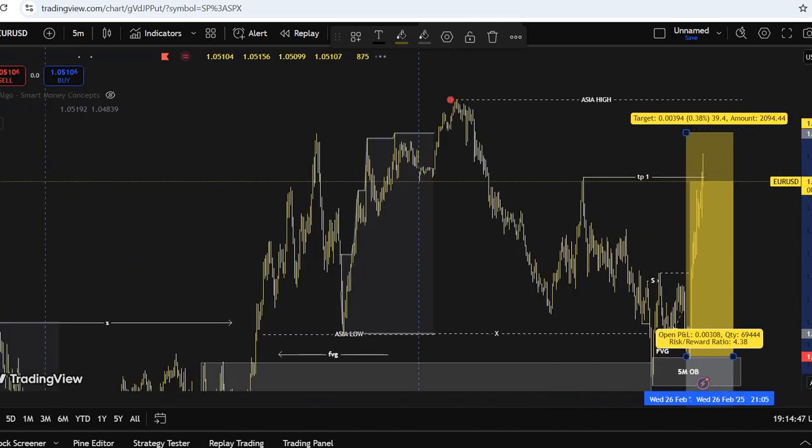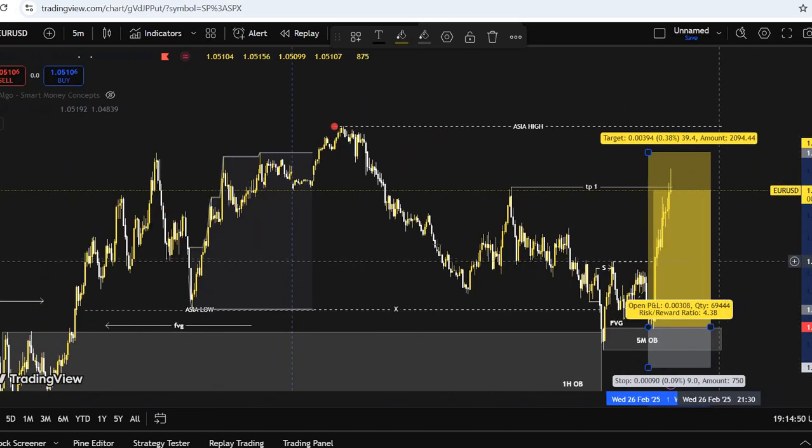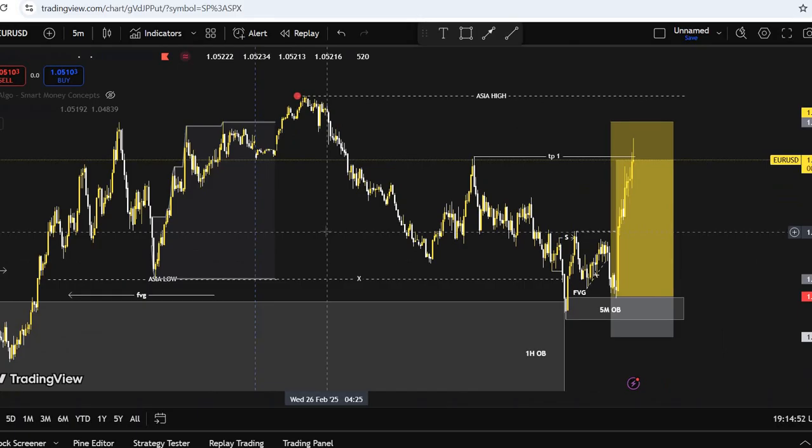Okay, so that was my trade for today. I consider this an A plus setup, 1 hour as the higher time frame and 5 minutes as the lower time frame.